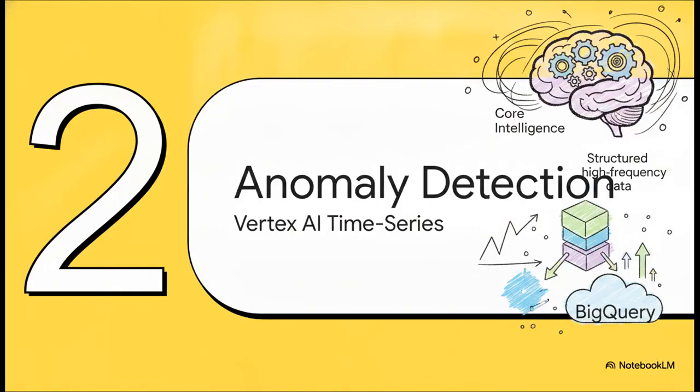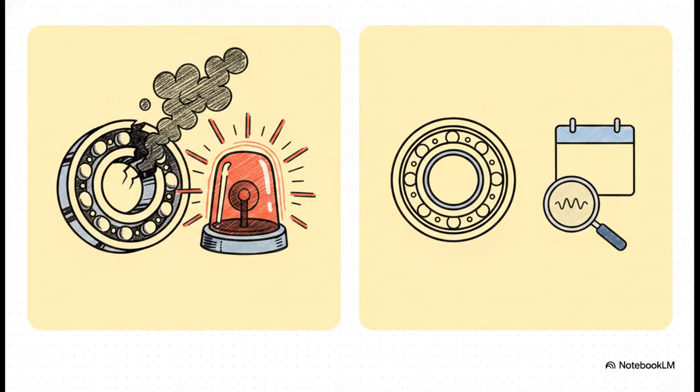All right, so now that we have all this structured, high-frequency data living in BigQuery, what's next? Section 2, Vertex AI Anomaly Detection. This is absolutely crucial because it's all about the profound difference between reacting and predicting. Think about traditional threshold alerts, the systems most factories still rely on today. They only scream for help right as the physical damage actually occurs. By the time that red light flashes, the bearing is shredded, the motor has seized, and you're already losing thousands of dollars a minute.